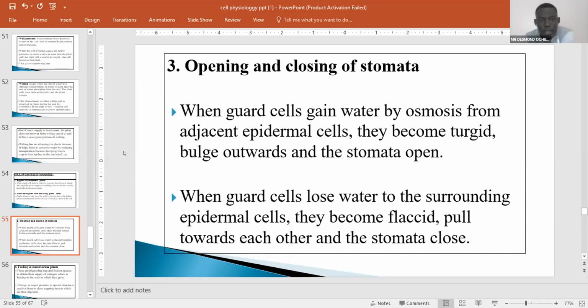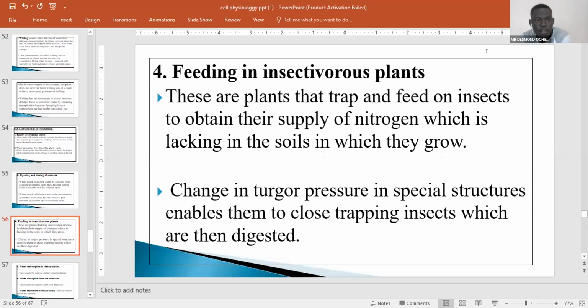Let me give a summary of what I've said. We are saying that when guard cells gain water by osmosis from adjacent epidermal cells, they become turgid. They bulge outwards, and the stomata opens. When the guard cells lose water to the surrounding epidermal cells, they become flaccid, pull towards each other, and the stomata close. Great. So that is how osmosis leads to the opening and closing of the stomata.